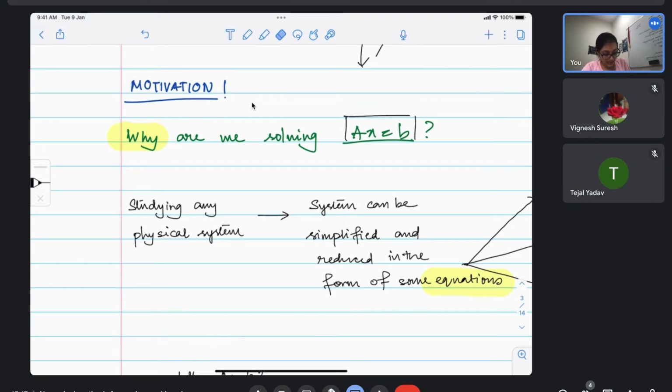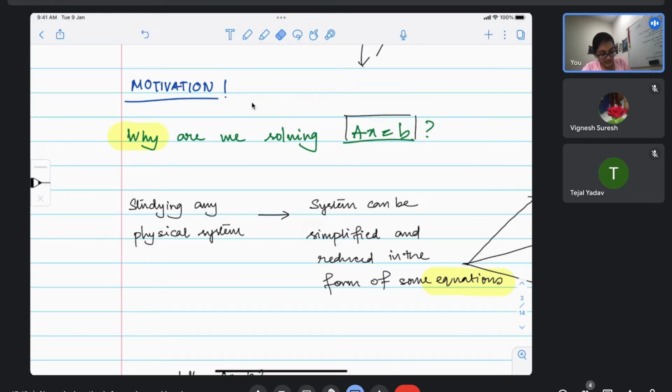So whenever we study a physical system, like suppose you are trying to study growth of cells in a particular medium, or you're trying to study when a ball is dropped from a particular height, what speed does it attain once it reaches close to the earth, and so on and so forth. Whatever physical system you are studying, they are complex systems, right? They are physical systems, so they are complex to study.